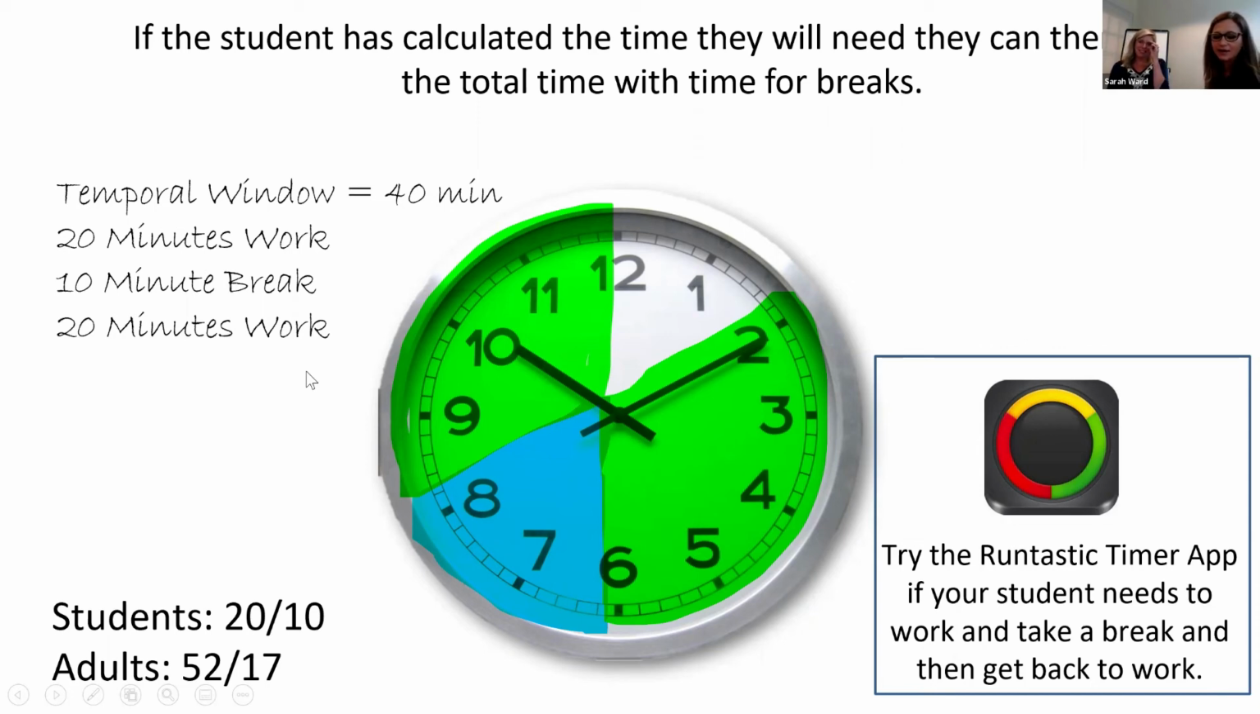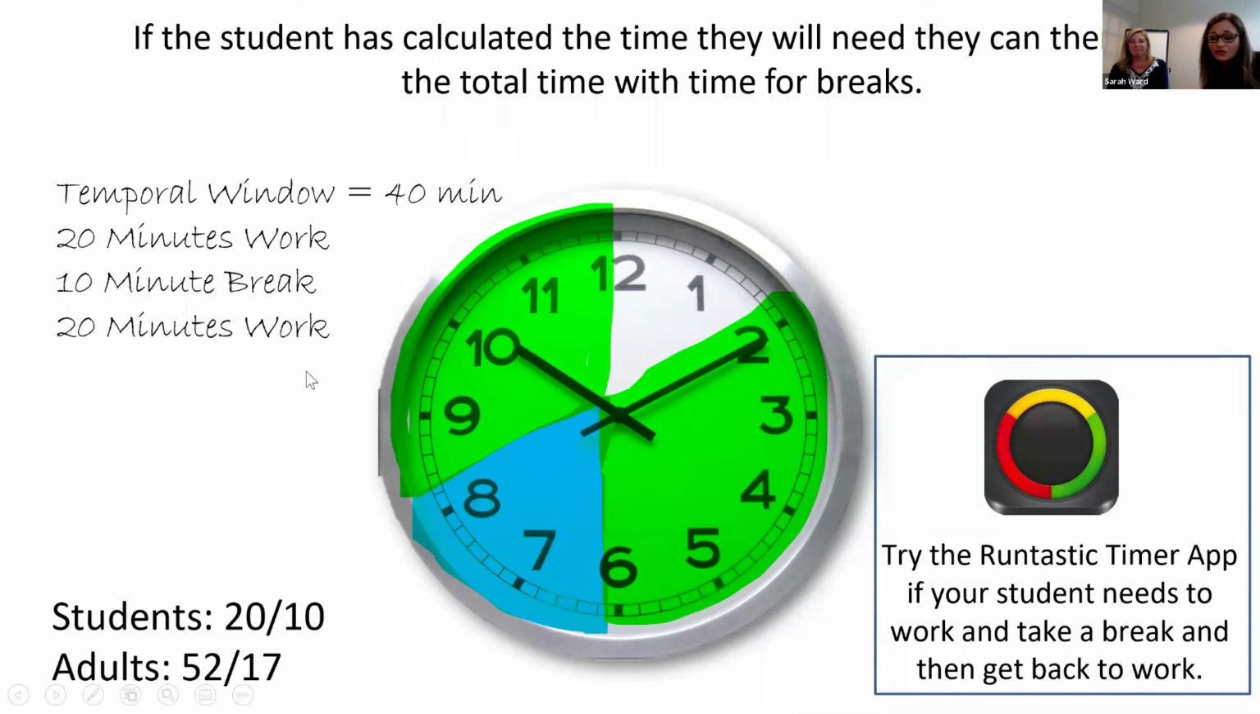There's a funny statistic that says students do best working for 20 minutes and taking a 10-minute break. And unfortunately, this doesn't go with our idea of odd numbers, but I guess it's been proven that adults do best working for 52 minutes and taking a 17-minute break.